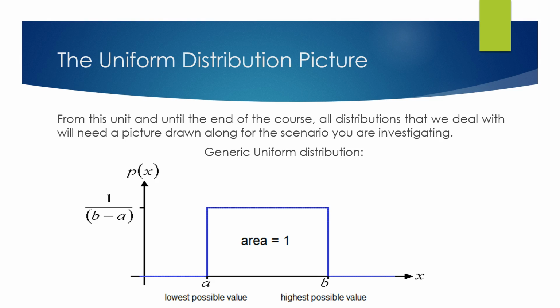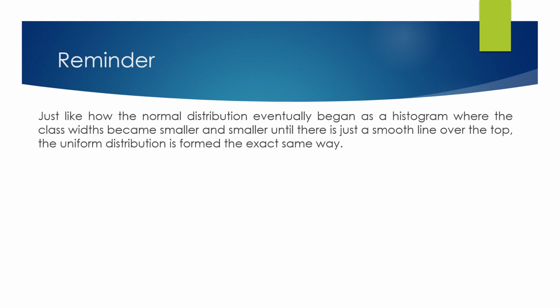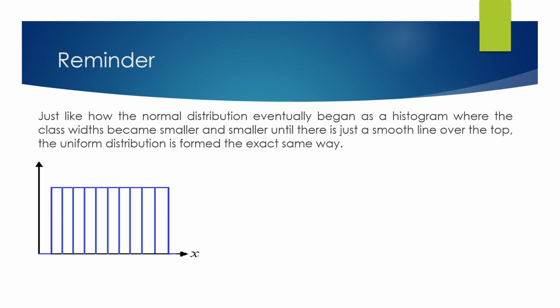So right now it is pretty vague. We'll get to a specific example coming up, and we'll get a chance to get a better understanding of these pieces. Before we do that, there are 2 reminders that we should have. Just like how the normal distribution started as a histogram, and then the class widths became smaller and smaller until a line went over top, the uniform distribution is formed the exact same way.